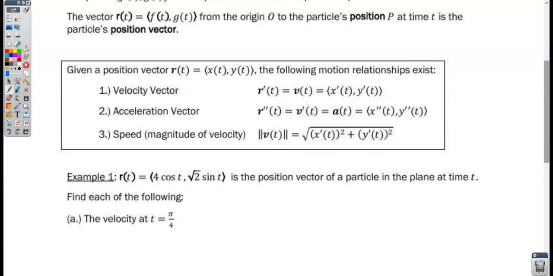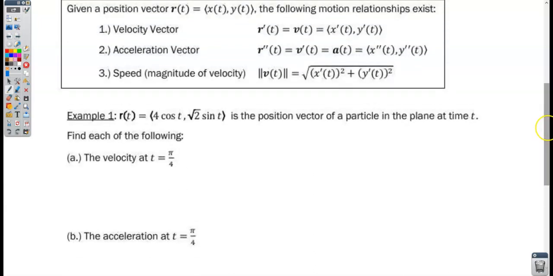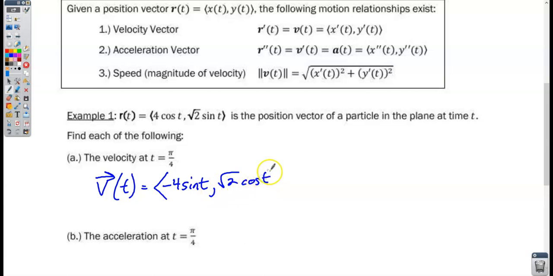Example 1: we've got position vector r of t equals 4 cosine t and square root of 2 sine of t. It's the position vector of a particle in the plane at time t. First thing to find, the velocity at time pi over 4. First we're going to find our velocity vector function, v of t, by just taking the derivatives of the components, and so that's going to be negative 4 sine of t and the square root of 2 cosine of t.